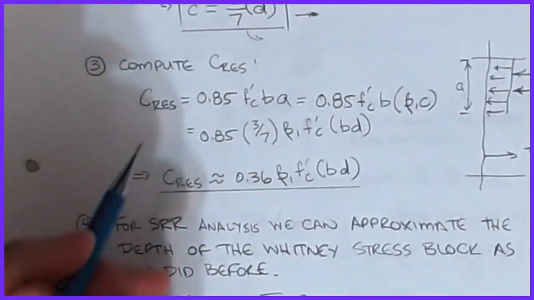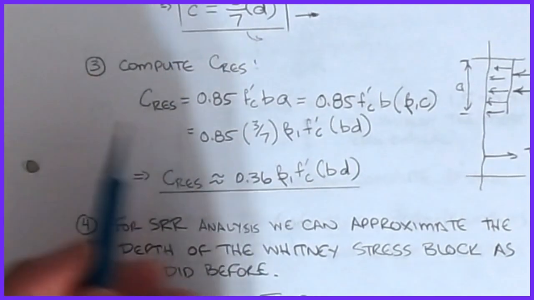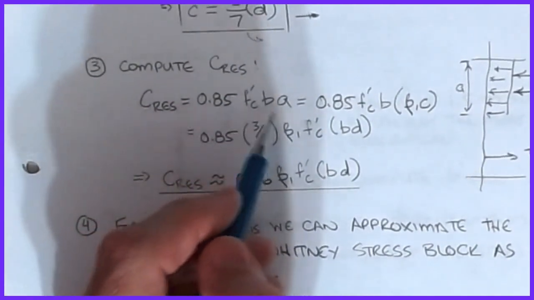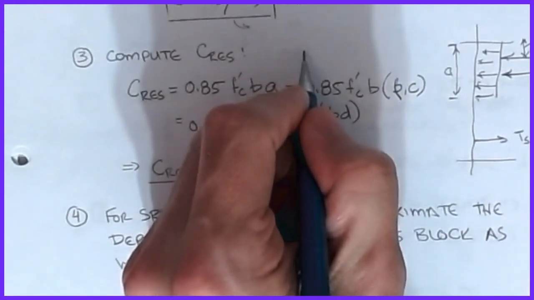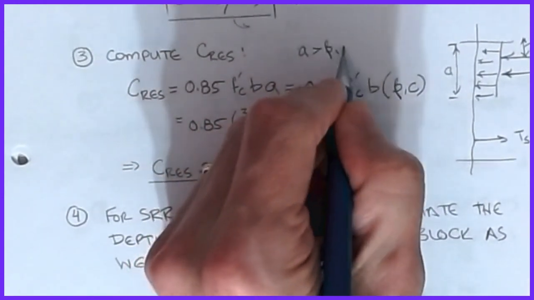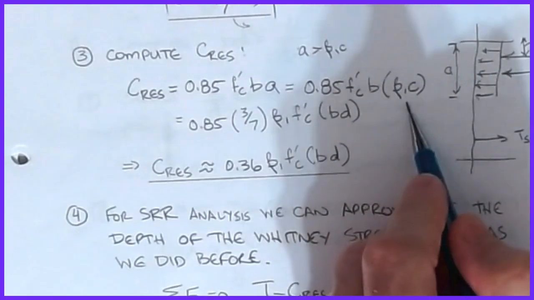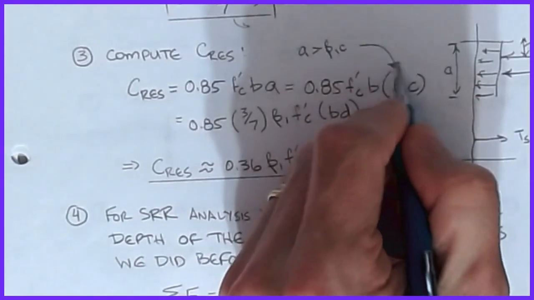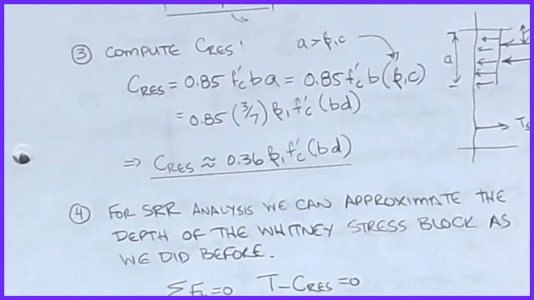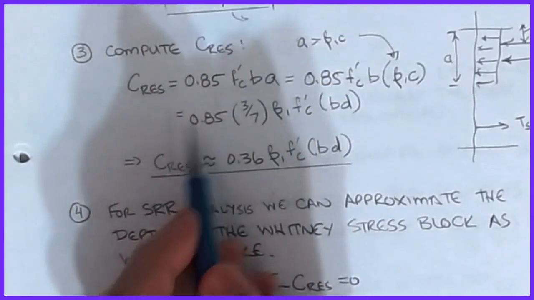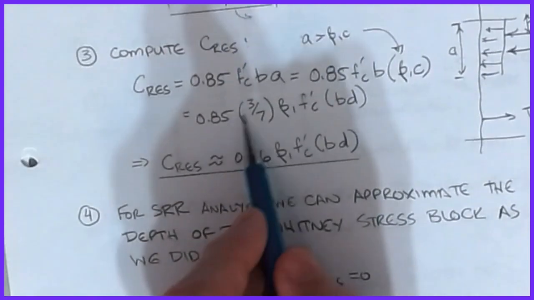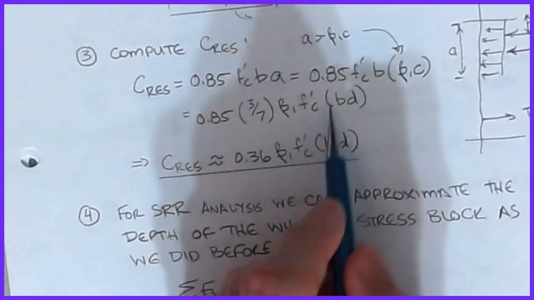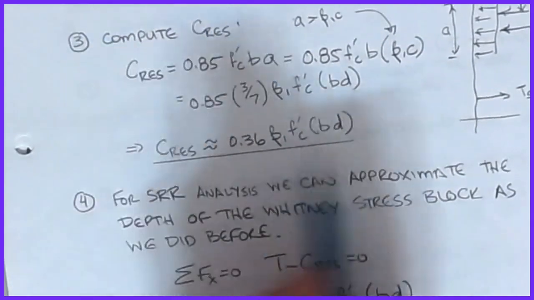Okay, but from Whitney, just like you've done before, this compressive resultant is 0.85 F prime C B times A. And then, if you recall, A was equal to beta 1 C by the Whitney method, so all I've done is substitute A in for that. And so when I plug all this in, if we take advantage of our 3/7 D value, I can do 0.85 times 3/7 of beta 1 F prime C B times D, and that will get us our compressive resultant.